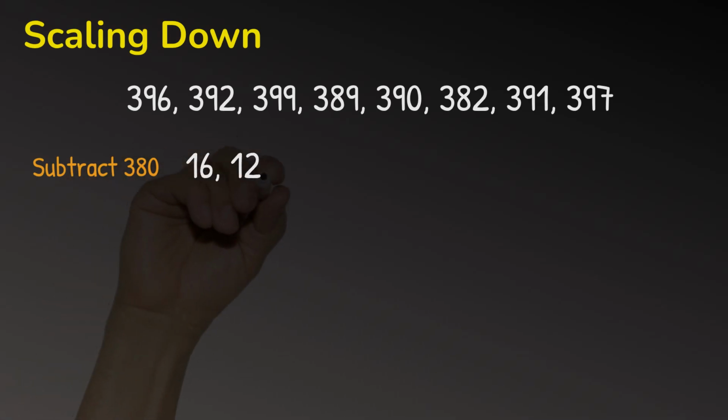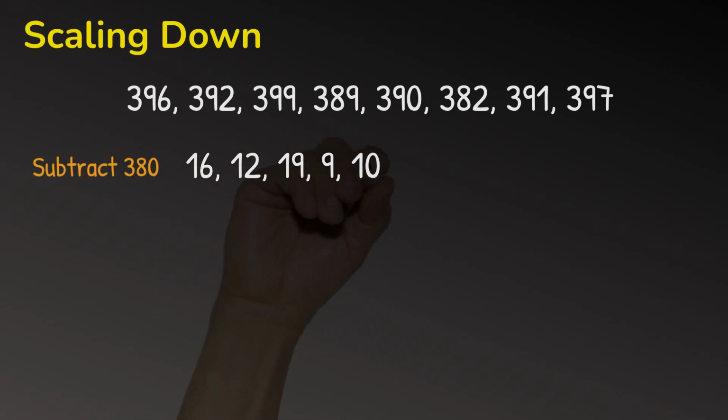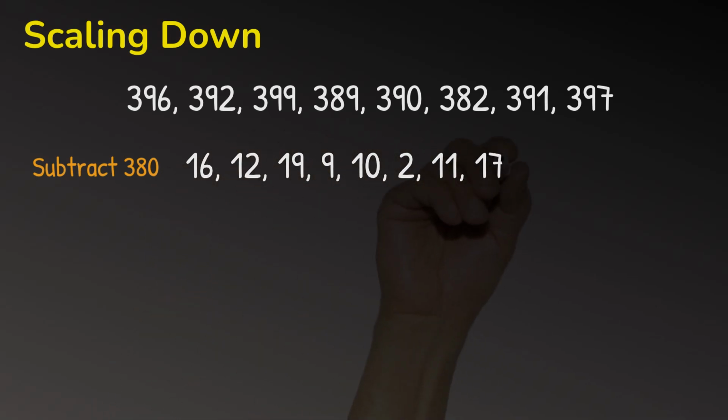So if we have this data set next, do you know what number we would need to subtract to make our calculation easier? Now, we can't use 390, unfortunately, because some of our values in the data set are under 390. So how about 380? Well, if we subtract 380 from every value, we end up with 16, 12, 19, 9, 10, 2, 11, and 17. So that is going to work.